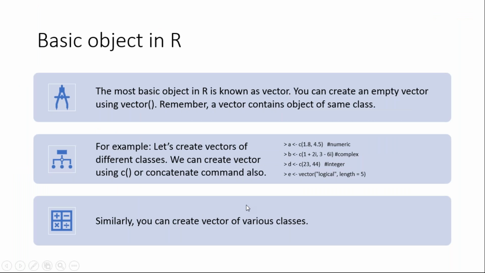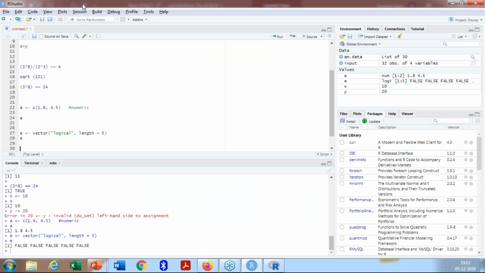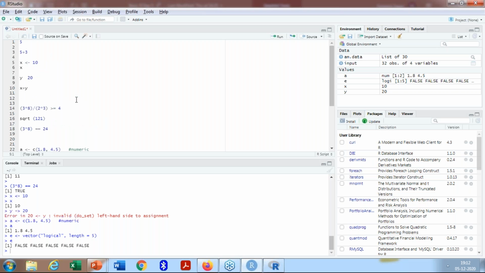So similarly you can create multiple vectors. So let us move to the next one now. Here you can see you can do assignment with equals, you can do with left word, and you can do with right word also.